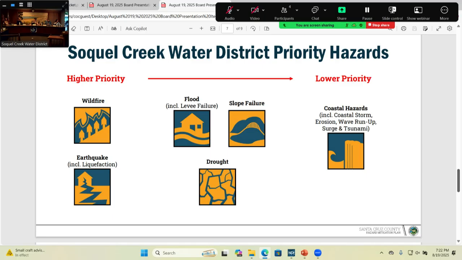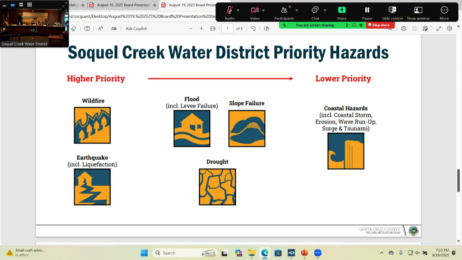And the way this was done to prioritize was to look at the potential for the hazard to occur, and then the potential severity of that impact. So, how likely is it to occur in our area? And if it does occur, what is the potential scale of that impact?